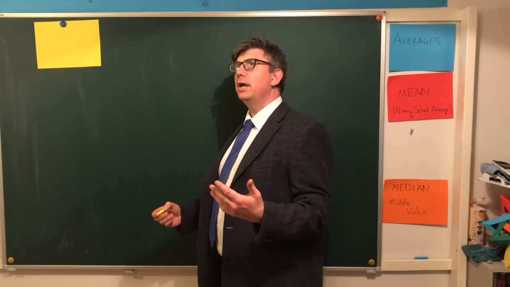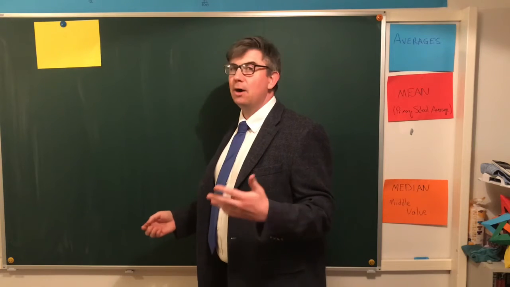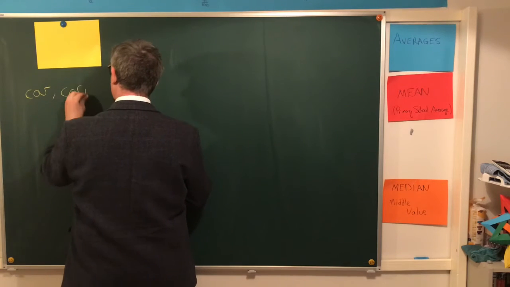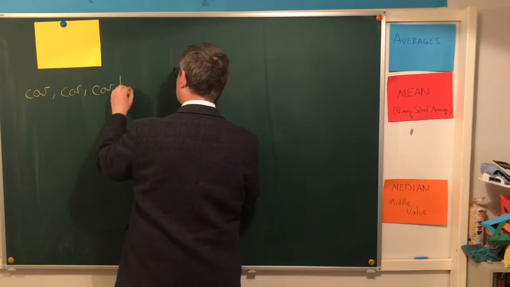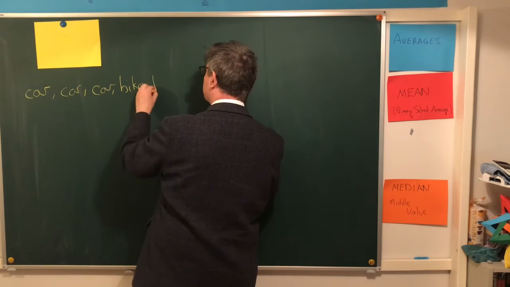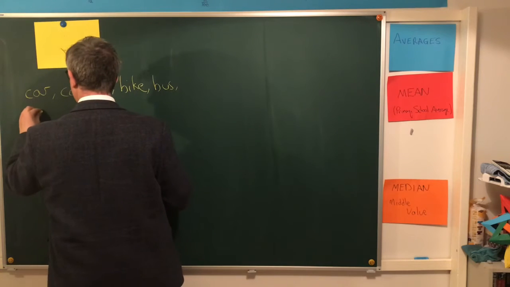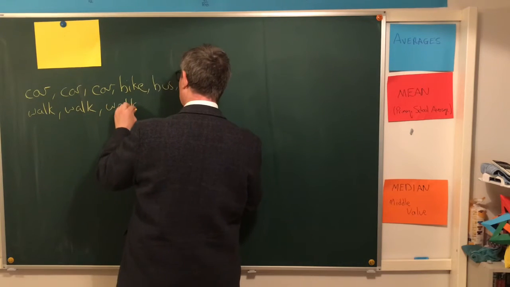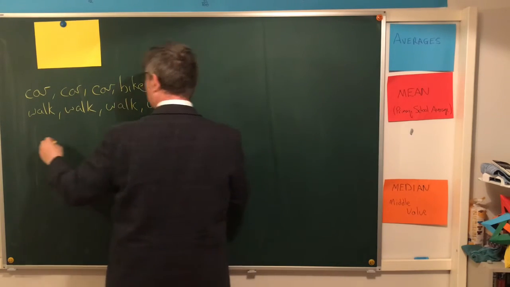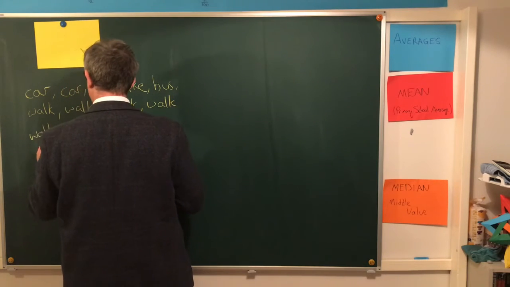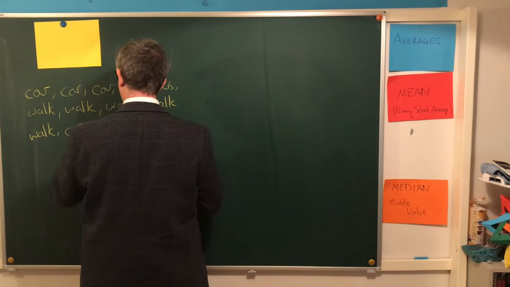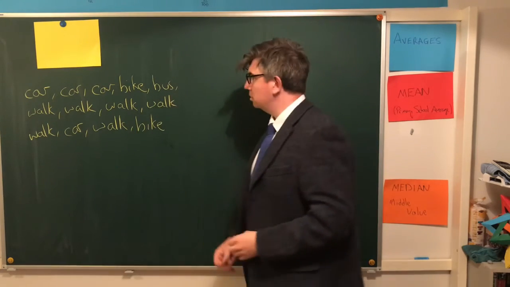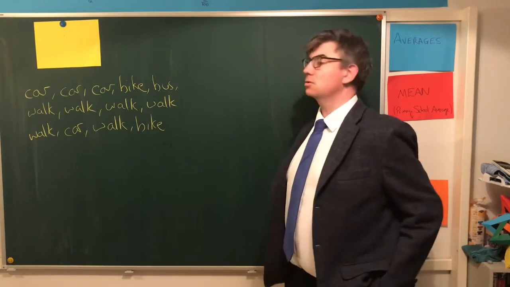So let's say I did a survey and I asked people how they came to school. So some people might say car, car, car, bike, bus, walk, walk, walk, walk, walk, and car. Walk, bike. Okay, so they're the ways that people come into school or something like that, okay?